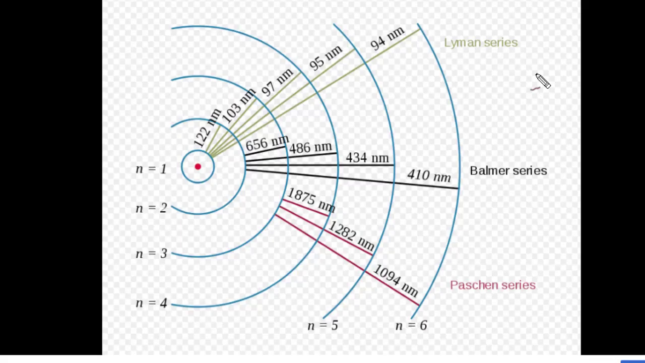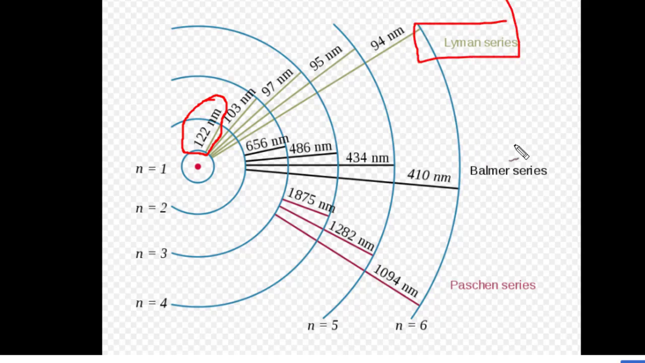Here is another diagram which represents the Lyman series, Balmer series, and Paschen series, and they have also given these wavelengths. Here they are saying that 122 nanometer is the wavelength of the photon when the electron comes from energy level 2 to energy level 1. Then 103, 97, 95, and 94. That is for the Lyman series.